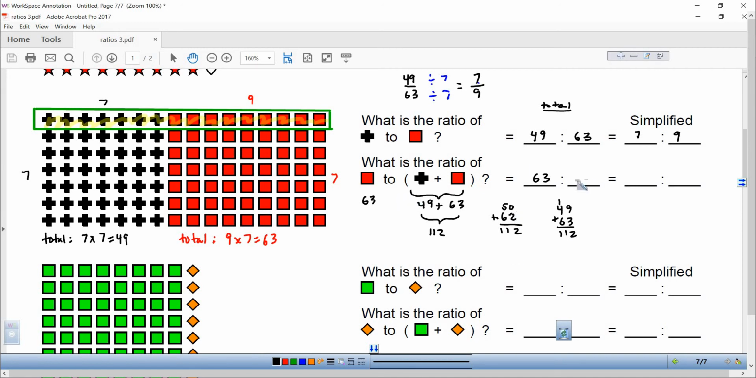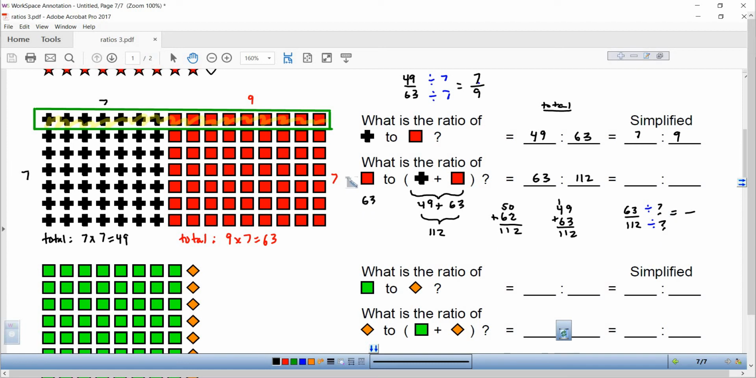All right, so 63 to 112, that is the unsimplified result. Now, what about simplifying it? This would be a little more tricky, wouldn't it? Because now I would have 63 over 112. And gosh, I'm not sure. My times tables, I know 9 times 7 is 63. I didn't memorize any times table that went to 112. I know that I'm looking for a common factor, right? And I know it's going to be able to be simplified. But what is that common factor?